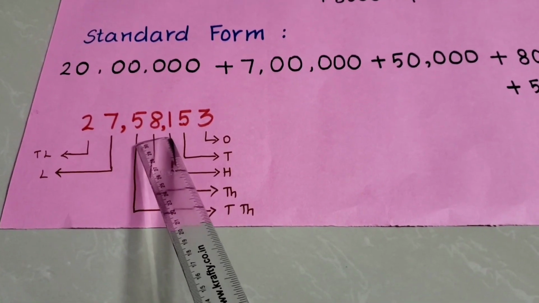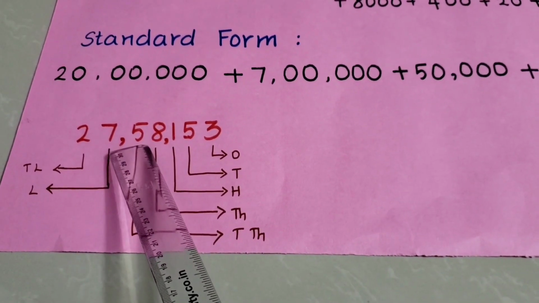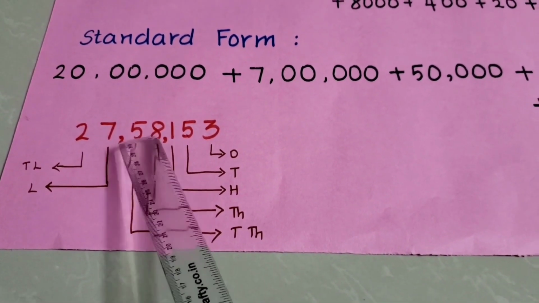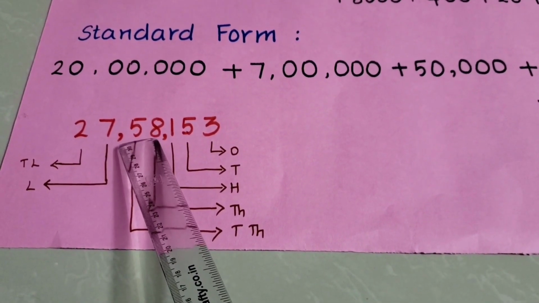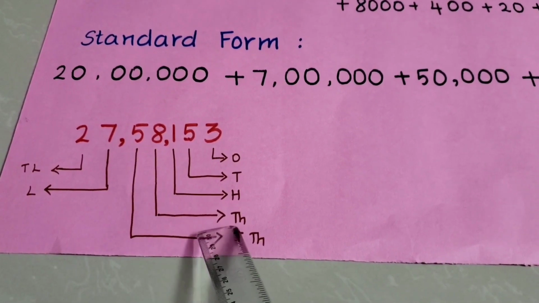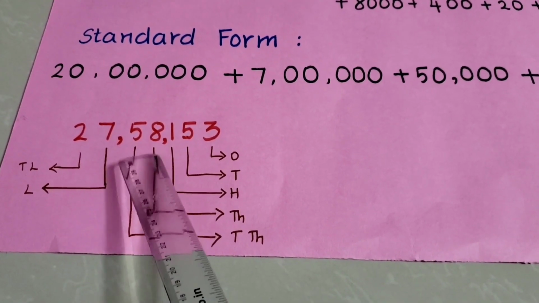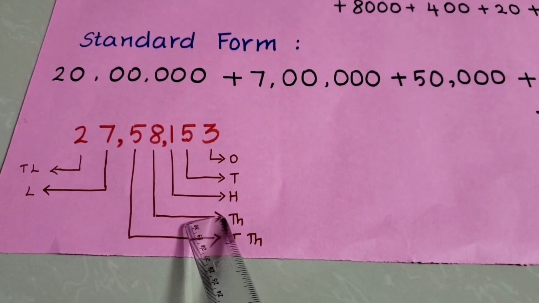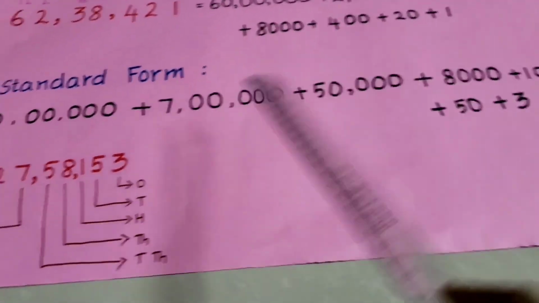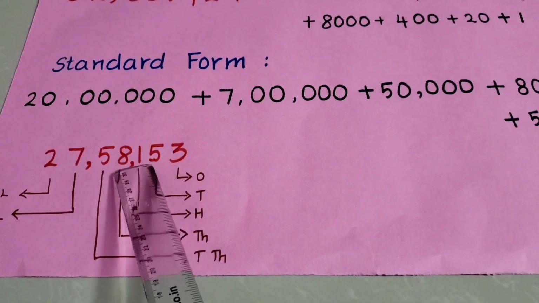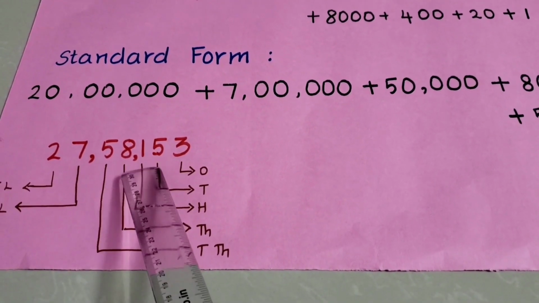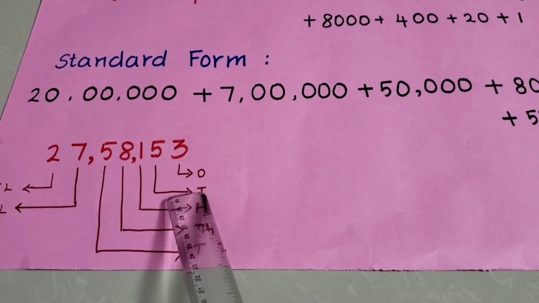We can easily find out the place value of each number. To find the place value of 8: what is the place value of 8? Since 8 lies in the thousands place, the place value of 8 is 8,000s, or we can write it in numbers as 8,000. What is the place value of 5 here? 5 lies in the tens place. So the place value of 5 is 5 tens or 50.